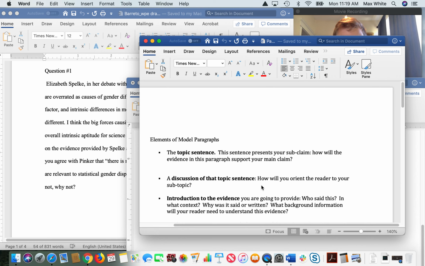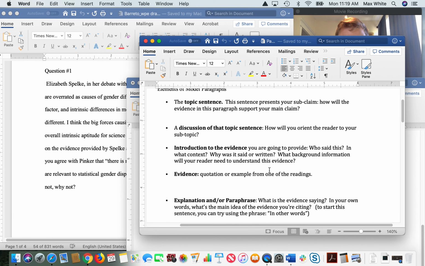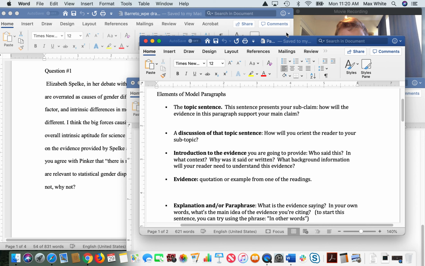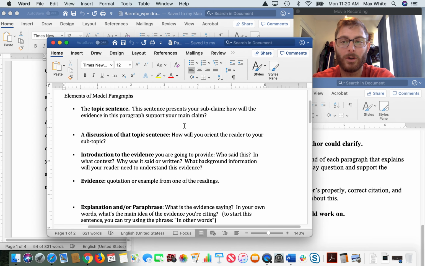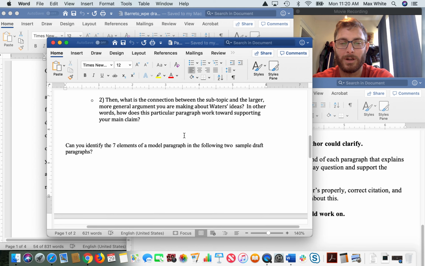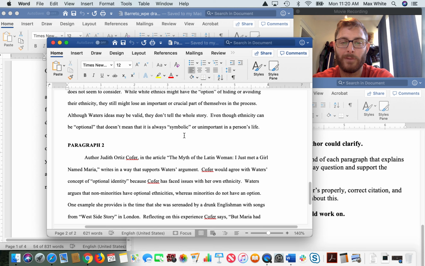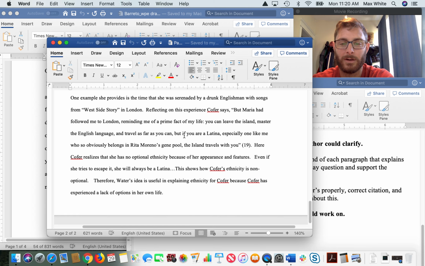All right. Elements of model paragraphs. Go through this handout. Oh, hi again. Go through this handout. Apply it to your partner's paragraphs. Make sure it follows it. And you have two examples here of how to write a paragraph.